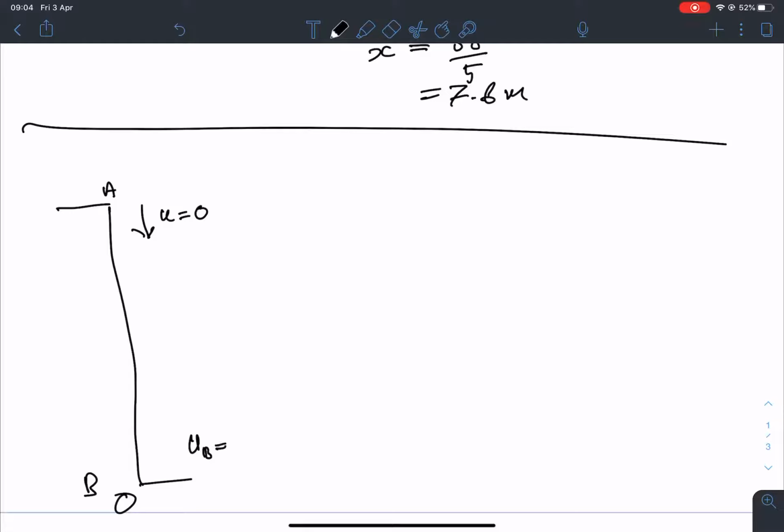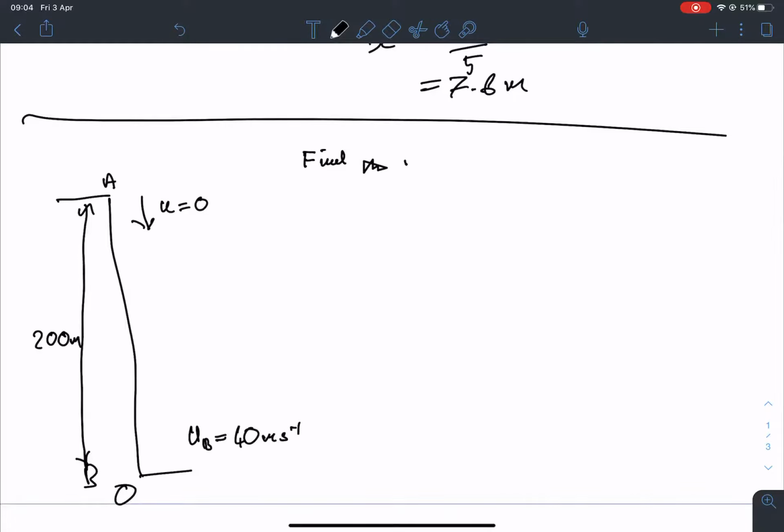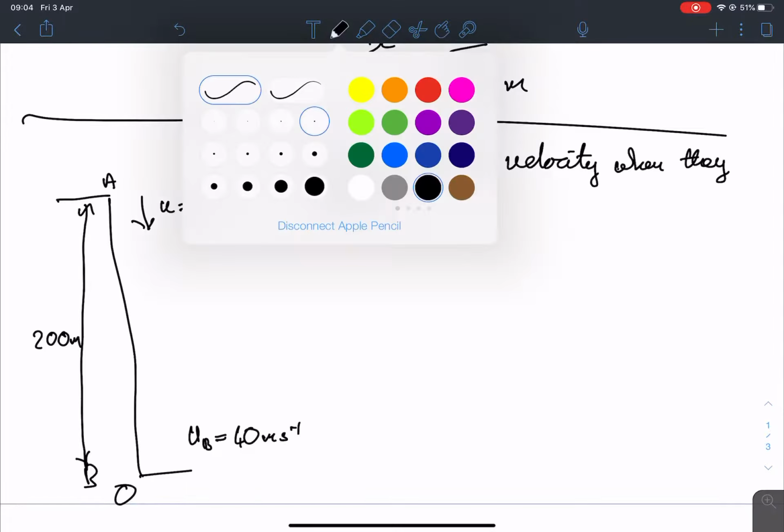Okay, let's go again then. So second starter question. We've seen this style of question before, so we're going to take the cliff kind of thing, and this will be particle A. It's dropped, so dropped means that the speed is going to be u equals 0, and particle B is thrown up from the base, which we'll take as our origin, and UB is going to be equal to 40 meters per second.